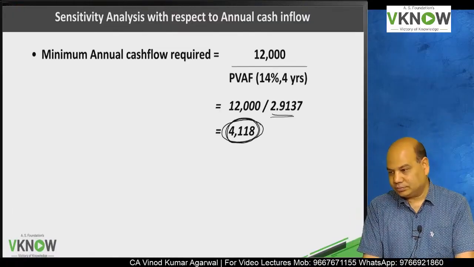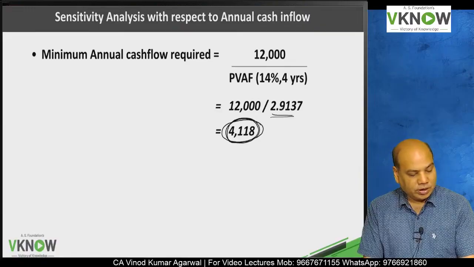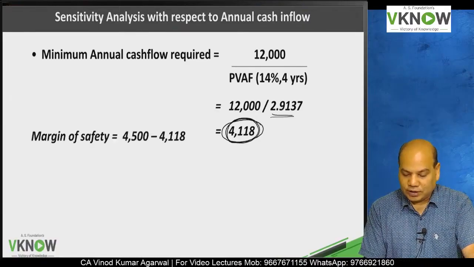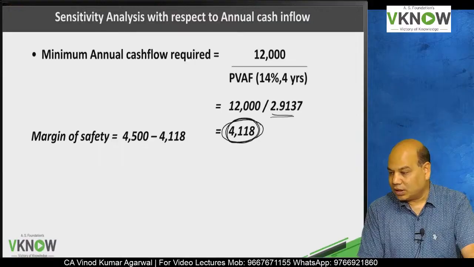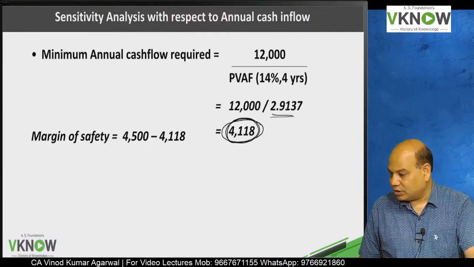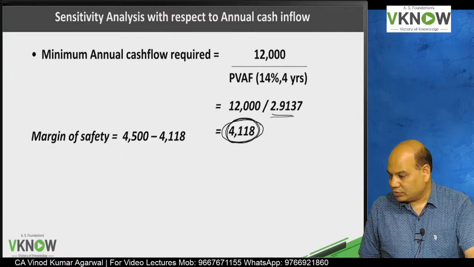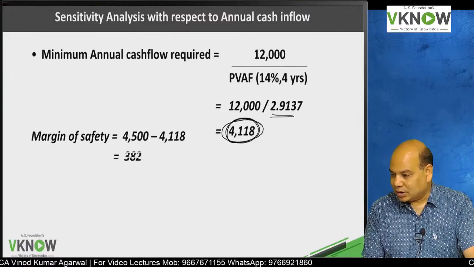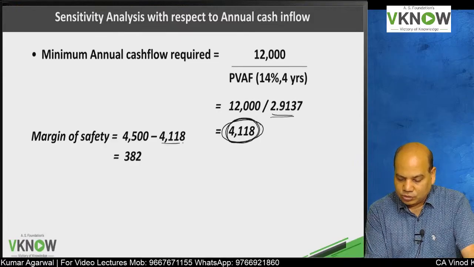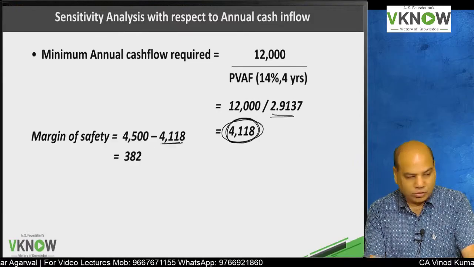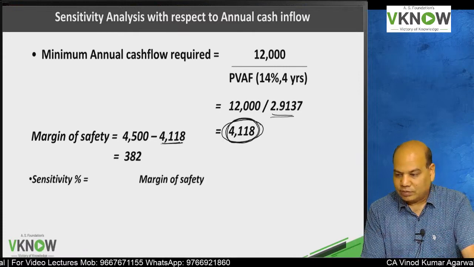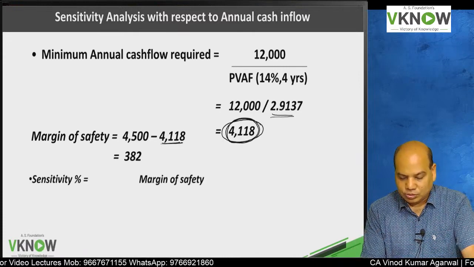Is it right? And what is my original estimated cash inflow? 4,500. Do we have a margin of safety here? Say yes or no. Yes. How much is the margin of safety? Even if my cash inflow goes down to this number, we will still have positive NPV or 0 NPV. So I have a margin of safety of 382 rupees.